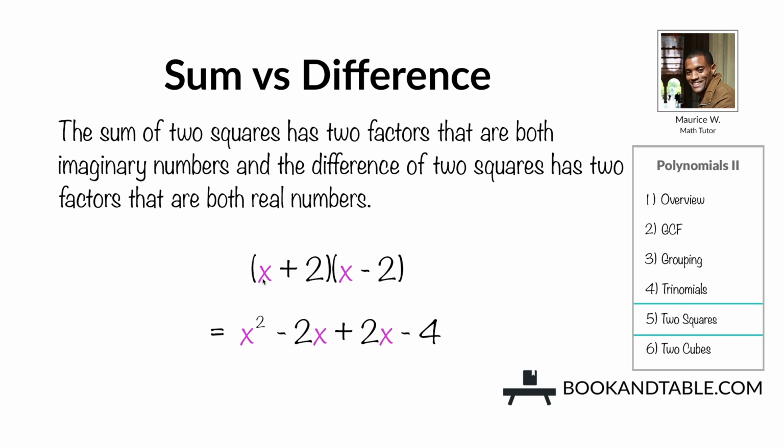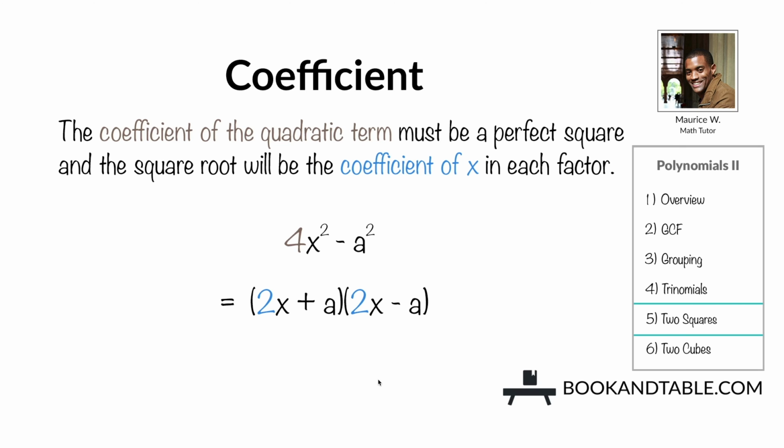If we FOIL this out, we would get x times x, which is x squared. X times negative 2 gives us negative 2x. Positive 2 times x gives us positive 2x. So these two terms will cancel each other out since they equal 0 together. And positive 2 times negative 2 is negative 4. And when these two terms cancel out, we are left with x squared minus 4. So we see the difference of two squares will lead to factors that have real numbers. So we see that for the difference of two perfect squares, we wind up with factors which are both real numbers. Now let's take this concept of the difference of two squares a bit further and discuss the coefficient.